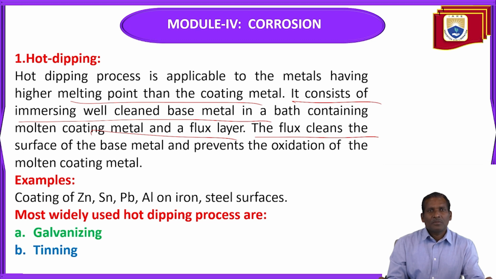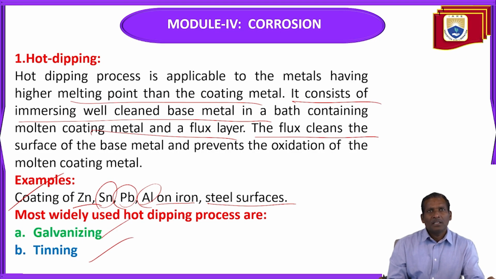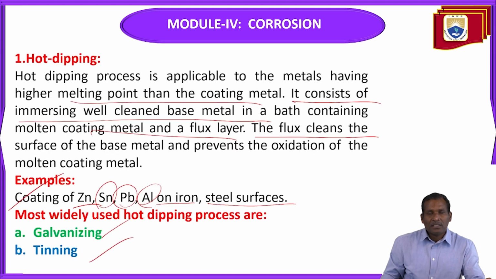Examples: coating of zinc, tin, lead, aluminum on iron and steel surfaces. The most widely used hot dipping processes are galvanizing and tinning. So the metal coatings are classified into different methods: hot dipping, metal cladding, cementation, electroplating, electroless. This hot dipping is classified into two: one is galvanizing and the other is tinning.